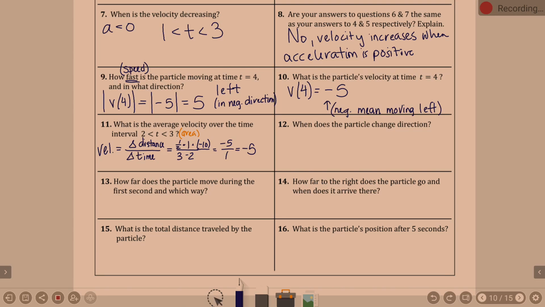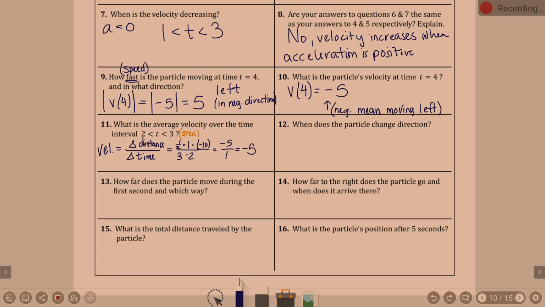Okay. When does the particle change direction? 3. No? 1. Nope. 1 and never. 3. 2 to 4. I give up. Negative 10. 2 to 4. Okay, you're just throwing out numbers.